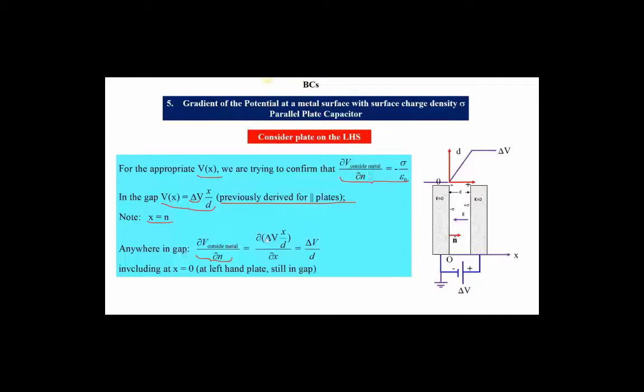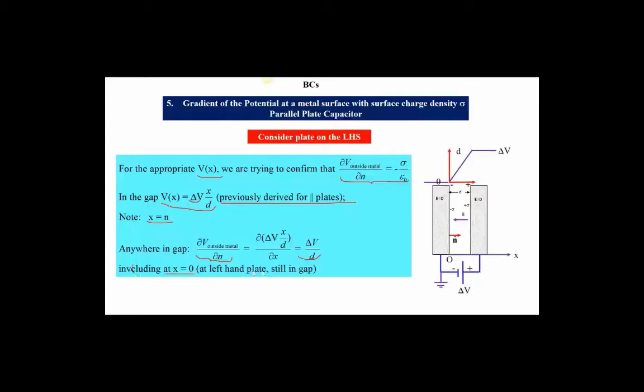So putting in the potential, we'll basically get this quantity here for the derivative of V with respect to x, or with respect to n. So delta V is a constant, and you have the derivative of x with respect to x. That gives you a 1 times delta V, gives you this quantity here. Well, this includes the position x equals 0.